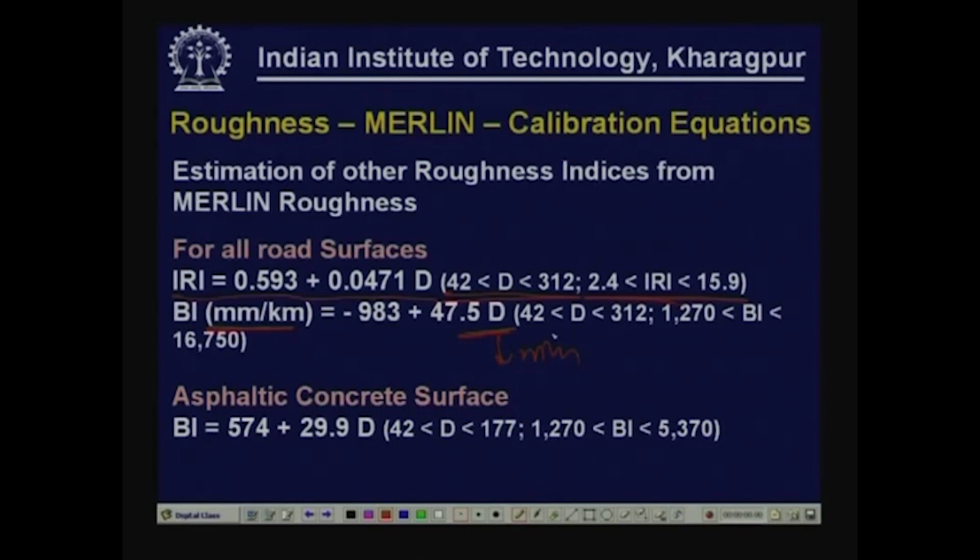D is the Merlin roughness, and BI is minus 983 plus 47.5 times D. This is again valid for the same range of D, and a bump integrator value range of 1270 millimeter per kilometer to 16,750 millimeter per kilometer. But if you look at the equation that is applicable for only asphalt concrete surface, the bump integrator value is correlated to the D value with this equation. This is the range of D values and range of BI values for which this equation is applicable.